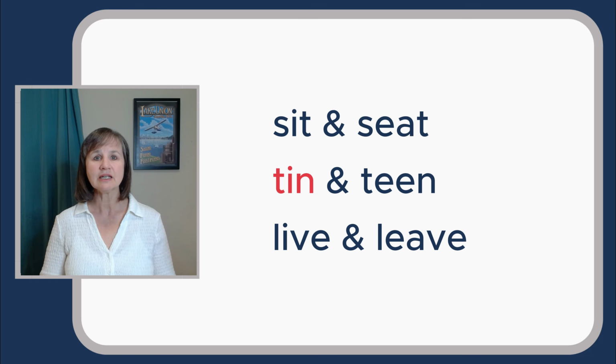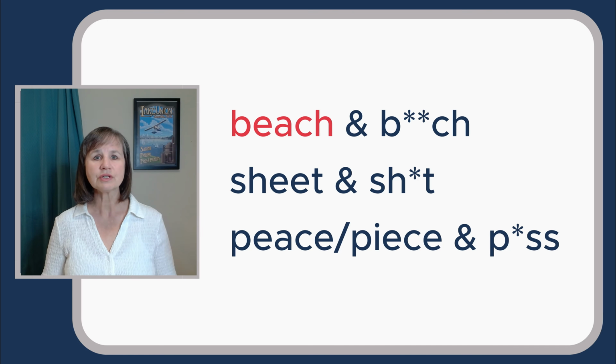Let's start with one of the most common vowel pairs that causes embarrassing mistakes: short I and long E. This is the difference between words like sit and seat, tin and teen, live and leave, and of course, beach, sheep, peace, and their less appropriate counterparts. This is a very high frequency vowel contrast in English.